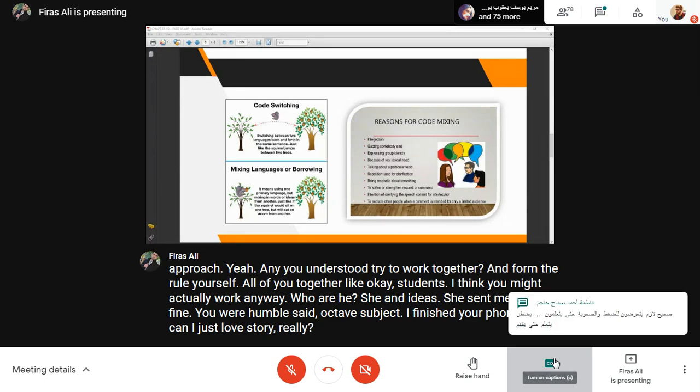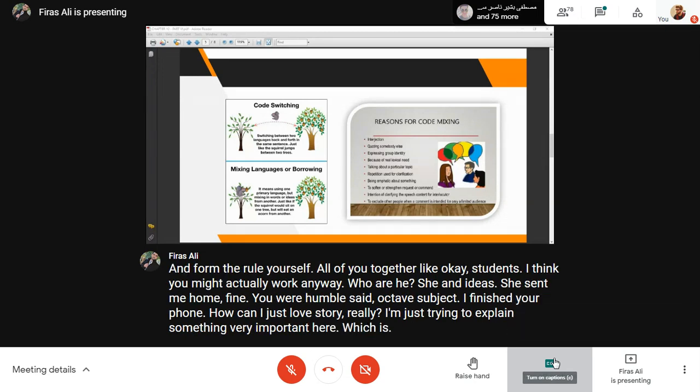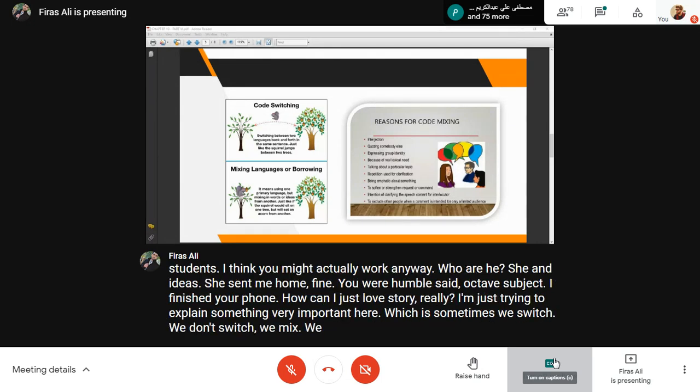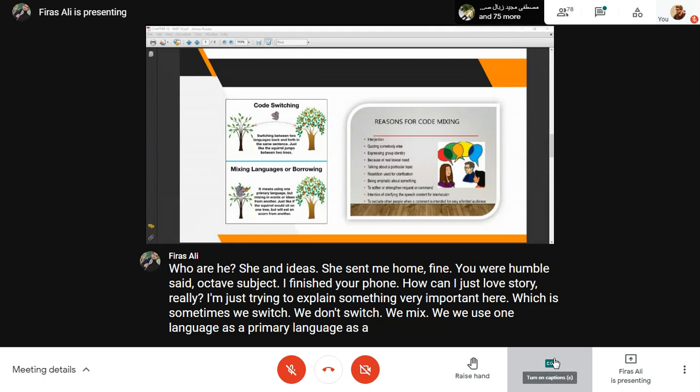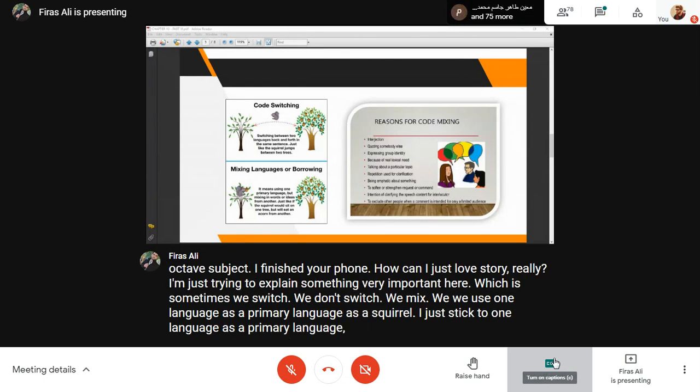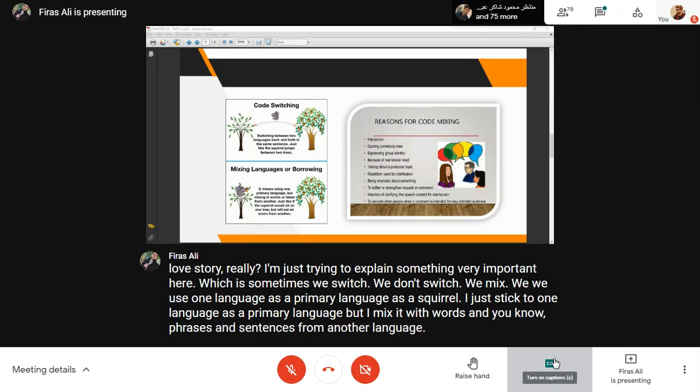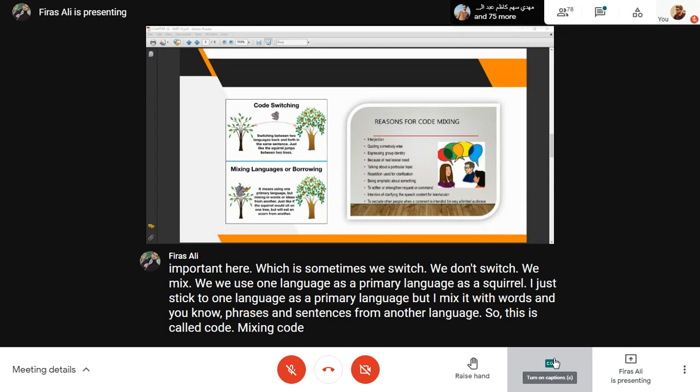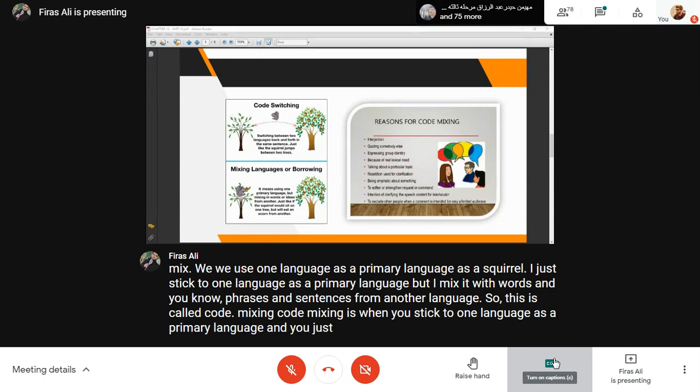I'm just trying to explain something very important here, which is sometimes we switch, we don't switch, we mix. We use one language as a primary language. As a squirrel, I just stick to one language as a primary language, but I mix it with words and phrases and sentences from another language. So this is called code mixing. Code mixing is when you stick to one language as a primary language and you just take words, take phrases or quotes.